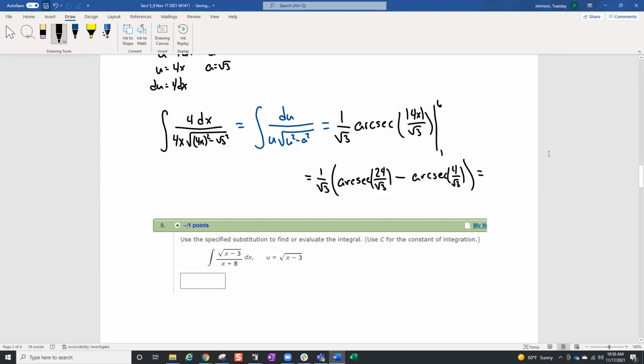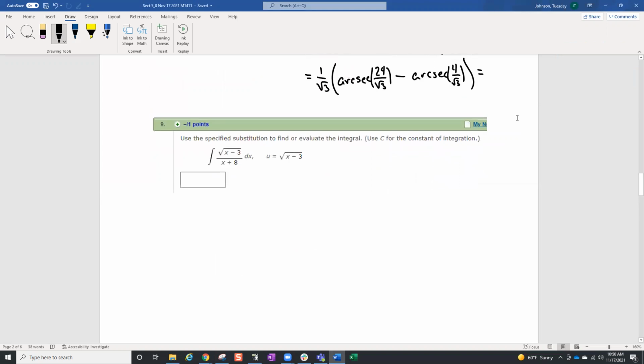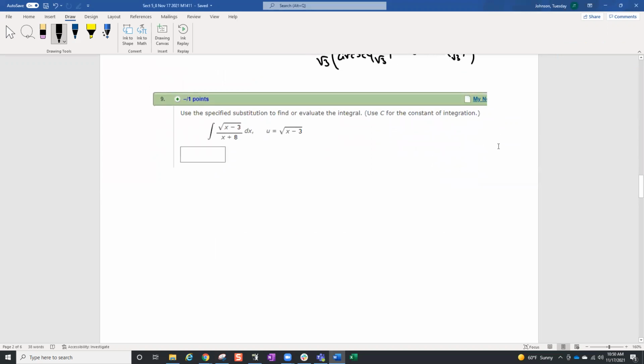Okay, and I'm also going to make me go away. Number 9. So it's correct. I swear it's correct. But I didn't practice on the calculator. Use a specified substitution to find or evaluate the integral. All right, so it tells us use u equals the square root of x minus 3. Well, then the derivative of u is 1/2 x minus 3 to the negative 1/2 dx. And we can rewrite that as 1 over 2 square root of x minus 3 dx, which also, notice, that's u.